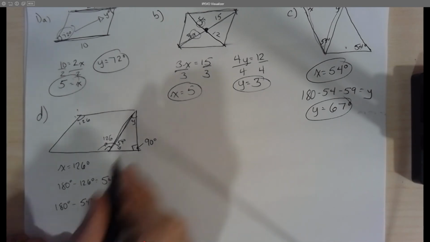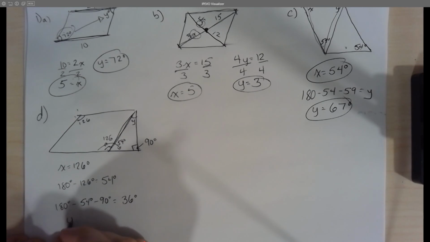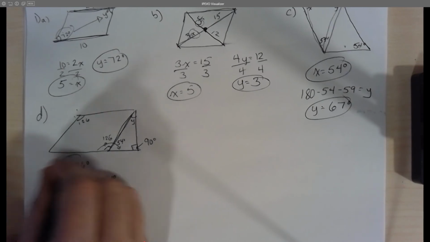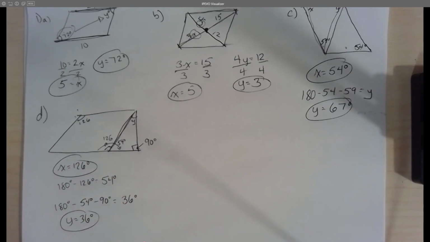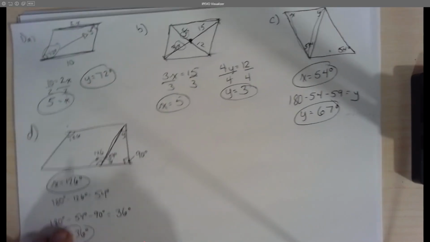So that would be how we would solve. That's our y now. Y equals 36 degrees. The x and the y for that particular shape, for that particular parallelogram. Next, we're moving on to rectangles and using some of the information to solve for the missing angles or side lengths within rectangles. So we just have two here.